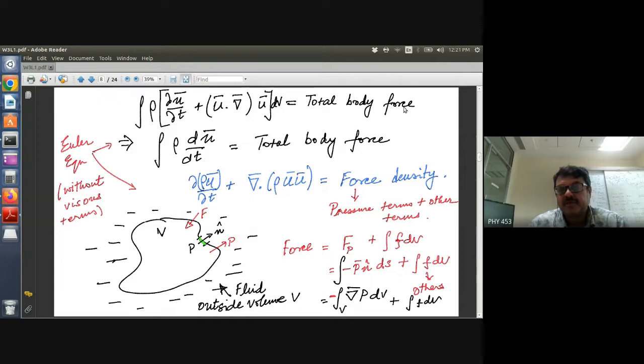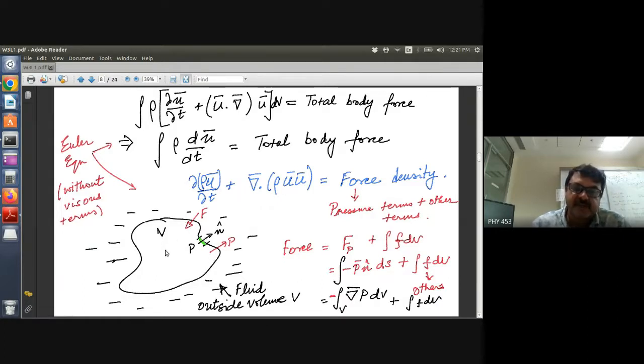Now, this total body force, which is on the right hand side of the equation, can be broken up into two terms. Suppose this is an amount of fluid which has different fluid elements. One is a body force, something like a gravitational field, which is acting on every element of the fluid, and the other can be quantities like the pressure, which act only at the surface. So on this amount of fluid, it acts only at the surface.